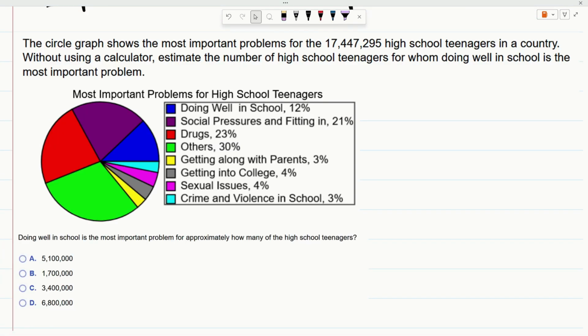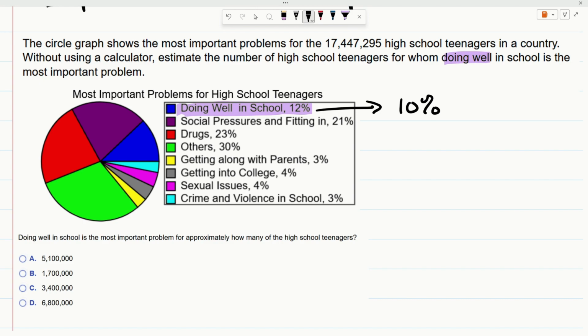Here's the next problem, and it's going to deal with a graph, and it's taken directly from our homework. So the circle graph shows the most important problems for the 17,447,295 high school teenagers in a country. Without using a calculator, estimate the number of high school teenagers for whom doing well in school is the most important problem. So first thing, doing well is the most important problem for these teenagers. So doing well right here is approximately 12%. So that 12%, we're going to round that to 10% because we don't want to use a calculator. We just want to get an idea.